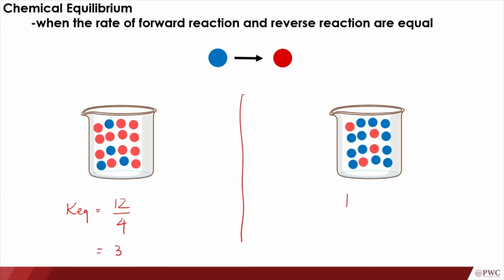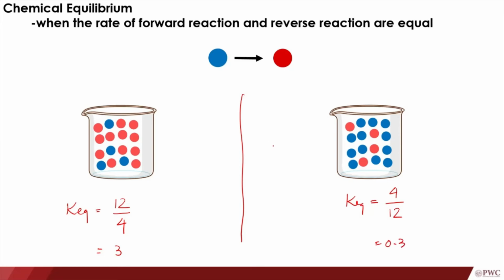On the other side, we have KEQ. As you see here, there are more reactants compared to the products. In this case, we only have 4 products, and the rest is the reactant. So that's 4 over 12. That's equal to 0.3. So now let's observe here.